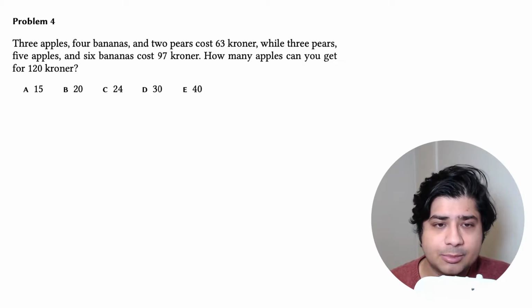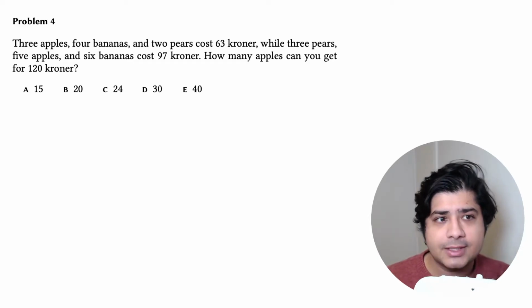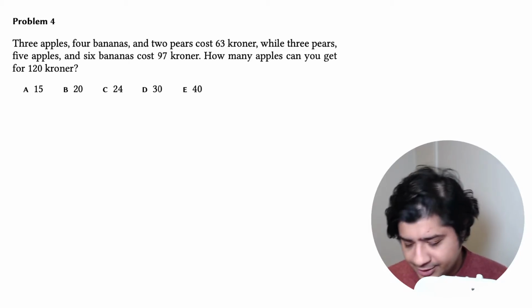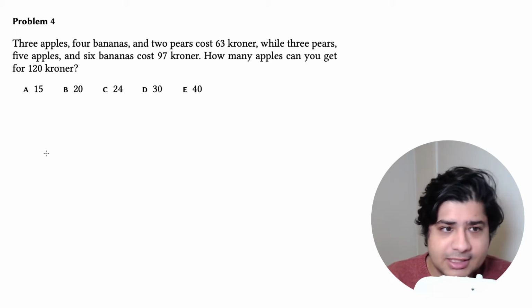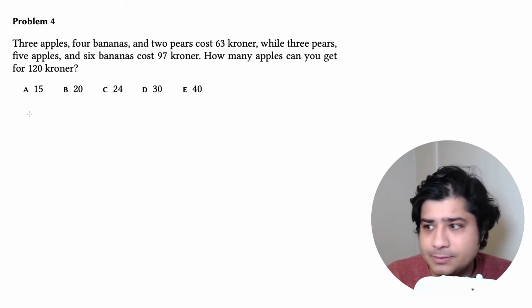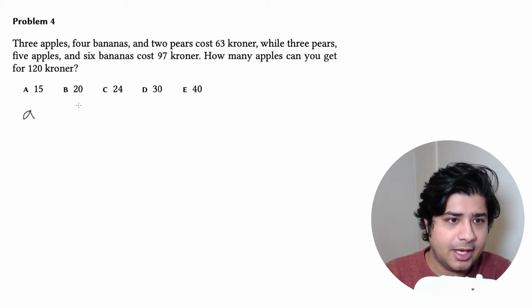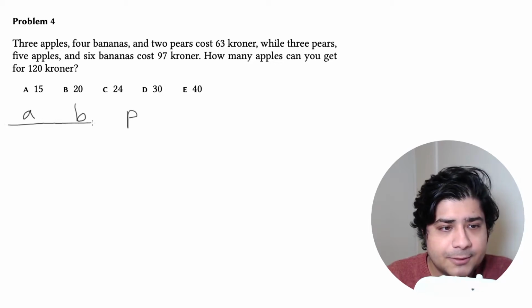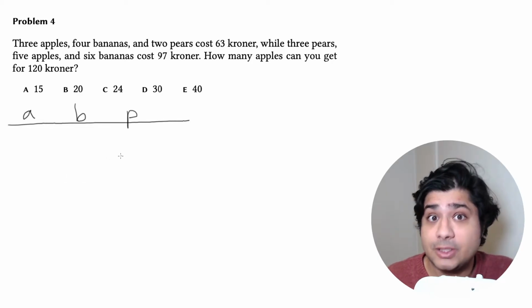So this is a classic problem where you have 3 equations and 3 unknowns, right? You have 3 different fruits where you're given information about that. So I always like to write down the information in a systematic way. Let's say apples are A, and let's make A, B, and P for pear. I'm going to write down the information that I'm given in the form of equations.